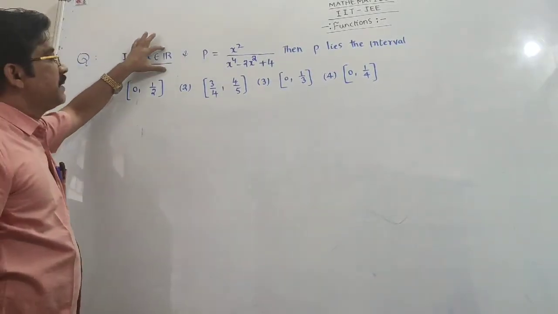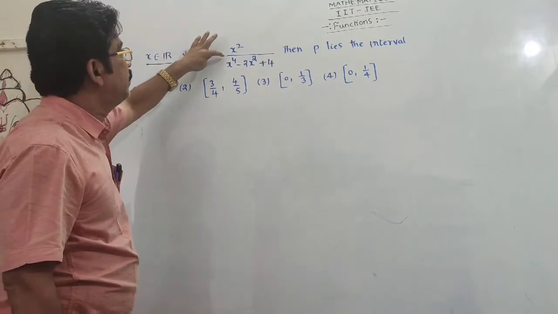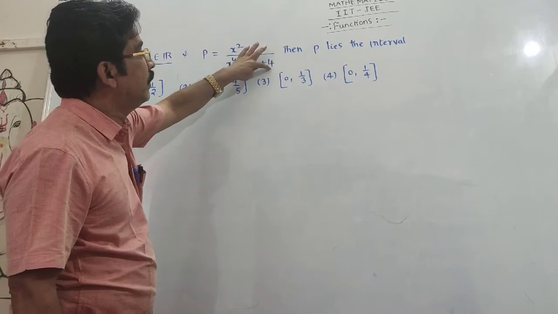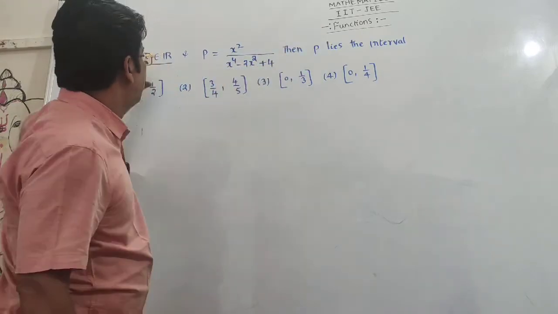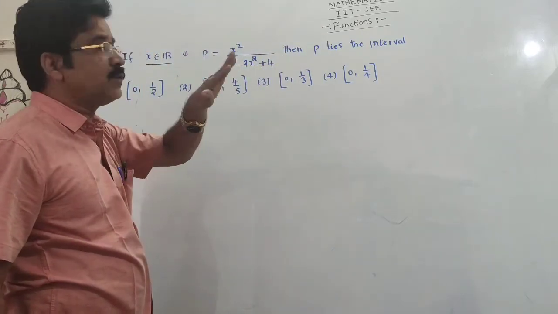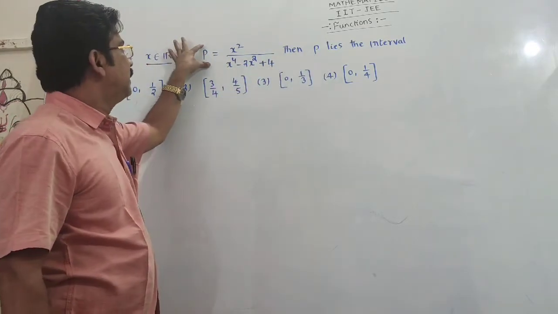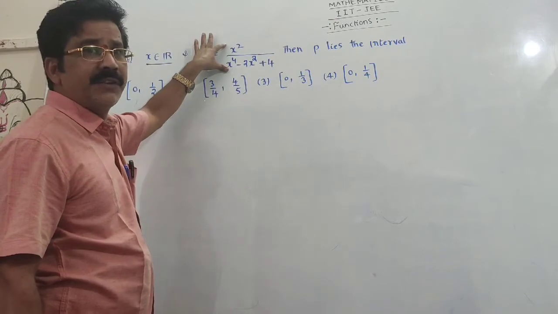If x belongs to R and P equals x square by x to the power of 4 minus 2x square plus 4, then P lies in the interval. Four intervals are given. So what is the question? Find the interval of P, which means find the range of this function.